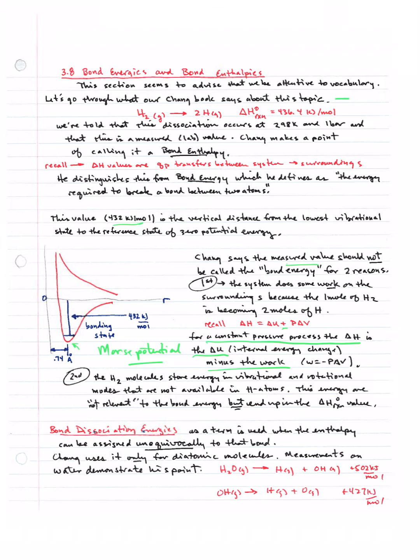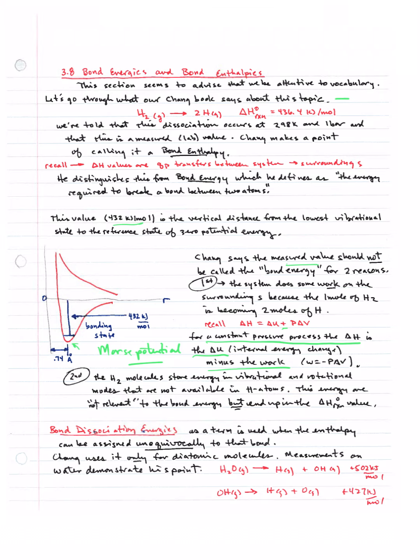Now remember, delta H values are heat transfers at constant pressure. So in this case, since it's a positive number, it means that the system will only go forward if it takes 436.4 kilojoules from the surroundings to make the reaction happen. He distinguishes the bond enthalpy from calling it a bond energy. He defines the bond energy as, quote, the energy required to break a bond between 2 atoms. This value, the bond energy, is 432 kilojoules per mole.